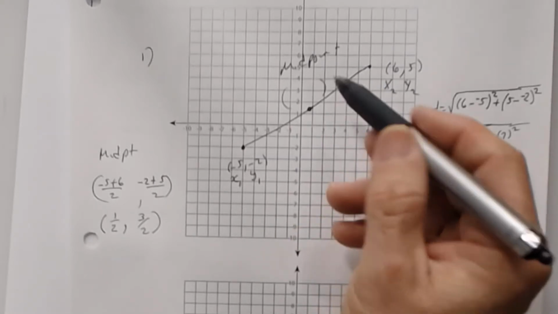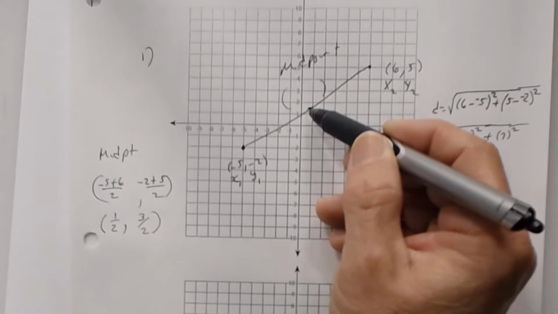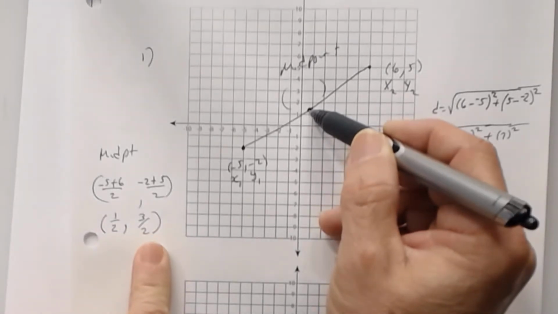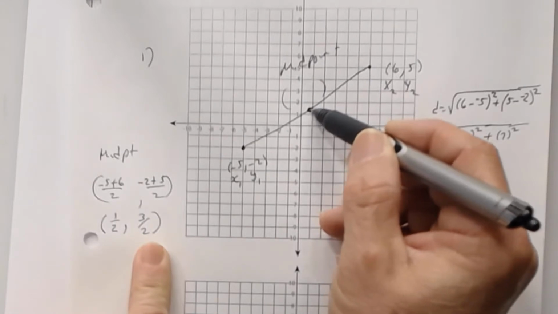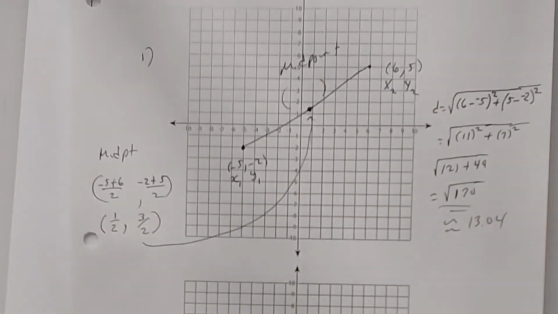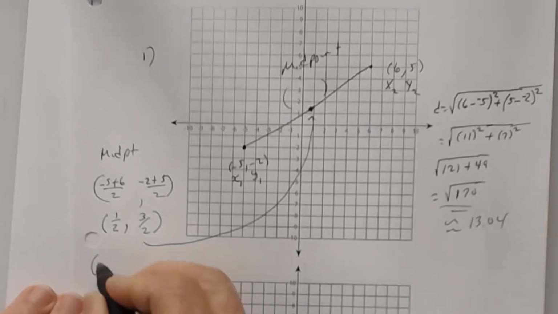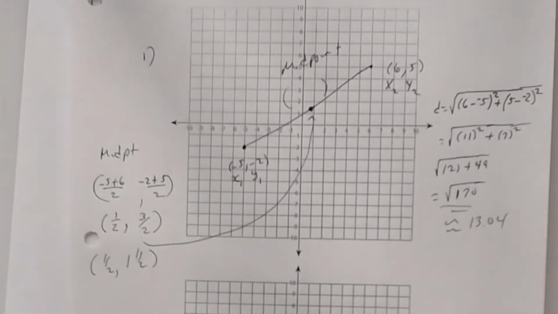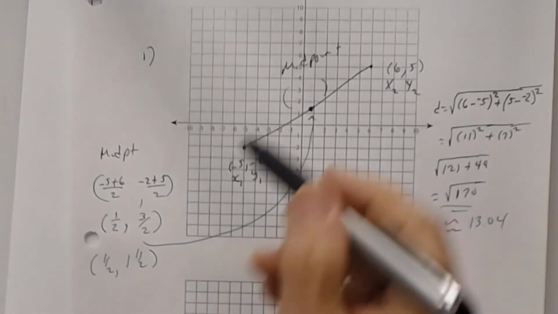Now remember, this segment's not straight because I drew it by hand. But see where I'm saying the midpoint is? It's almost there. This is 1/2, 1.5. All right, so that's what this is. So this right here is the point 1/2, comma, 3/2, or 1.5. If you want to, you can write it as 1/2, comma, 1.5. It's up to you. It's no big deal. But you see, it kind of looks like it is, although it's a little off.